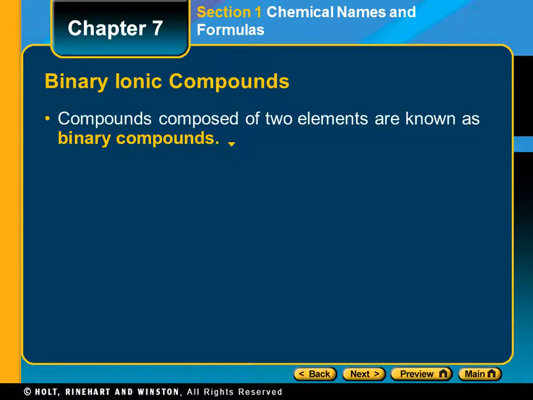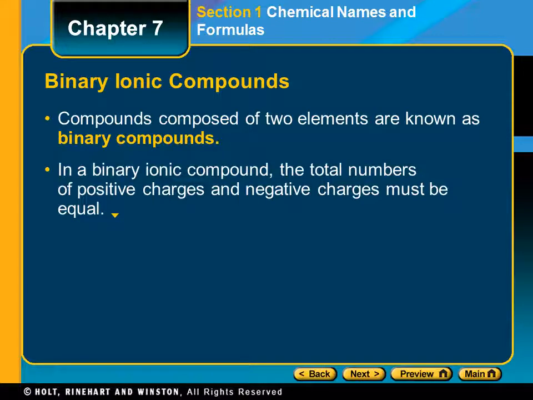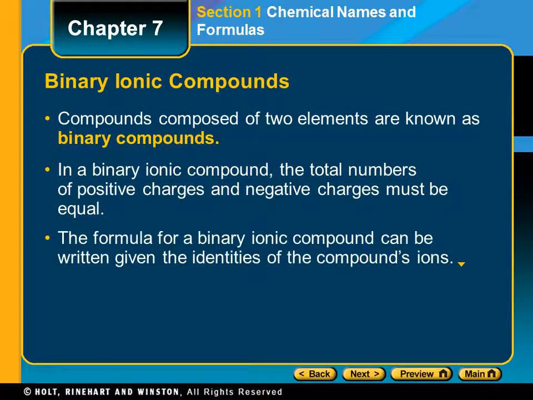All right, we can talk about binary ionic compounds. These are compounds where two elements come together, and it's known as binary. In binary ionic compounds, total numbers of positive charges and negative charges must be equal. So that's one of the things you've got to look for if you're doing problems with these. The negative and positive charges have to be able to cancel each other out.